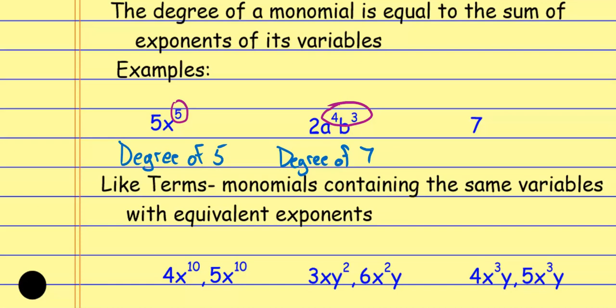Okay? And then if I look at this one, this is still a monomial, even though there's no variables here. That's okay. It's still a single term, so it's a monomial. But now I add up all the exponents for the variables. And since there are no variables, we would say this one has a degree of 0.